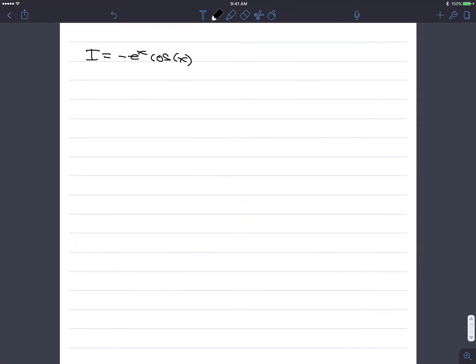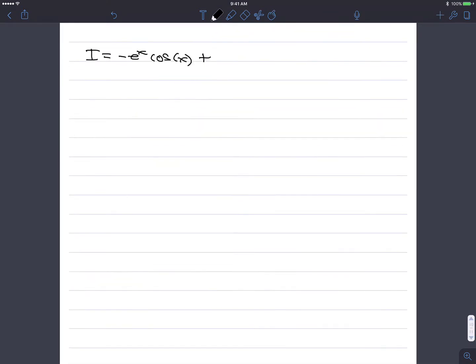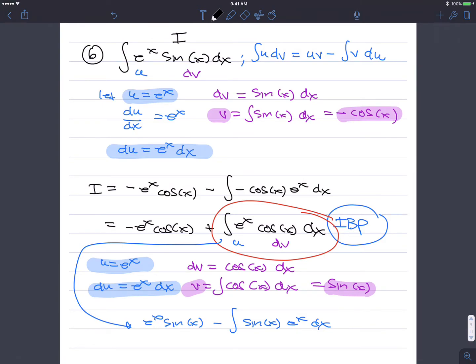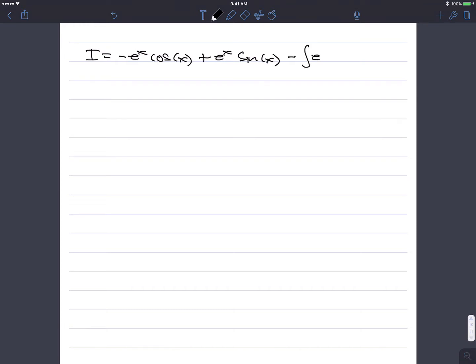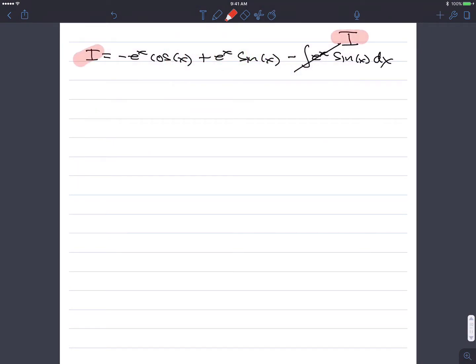Plus e to the x sine x plus e to the x sine x. All right. Minus the integral of e to the x sine x dx. And we called this earlier here I. This is the same I. In other words, this integral and this integral are the same.